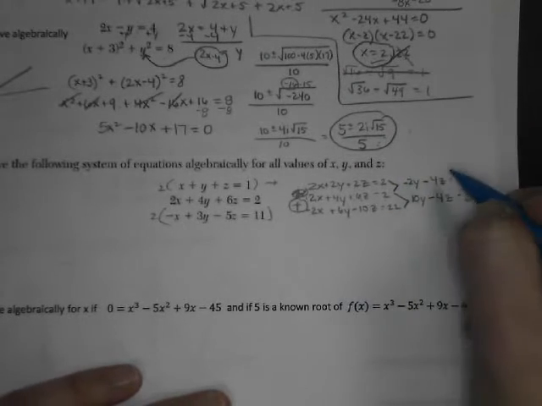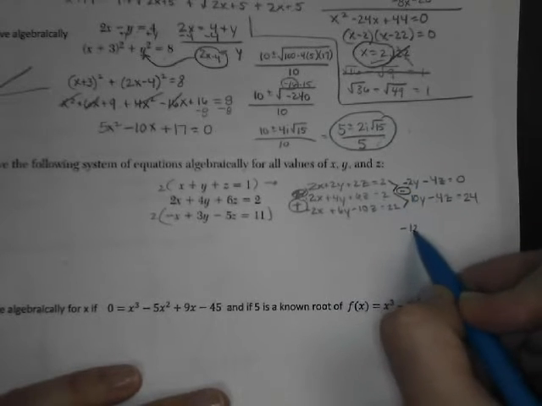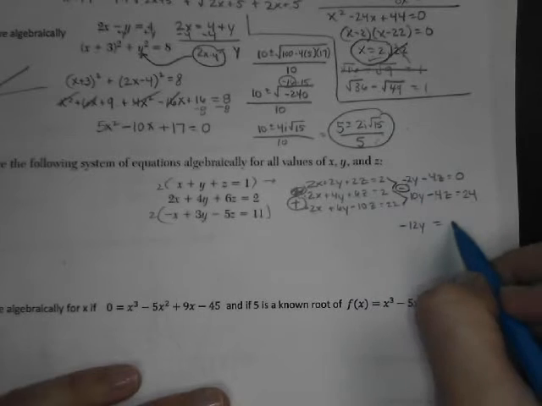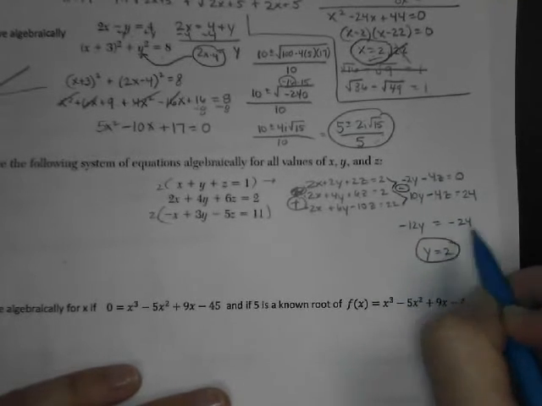So same sign on those, so we're subtracting. So negative 2 minus 10 is negative 12y. Anything minus itself is gone. 0 minus 24 is negative 24. So solve that, y equals 2.